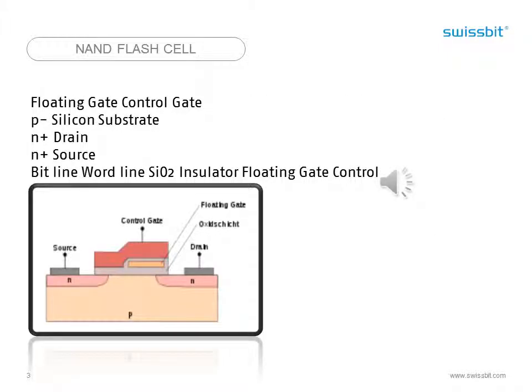NAND flash also uses floating gate transistors, but they are connected in a way that resembles a NAND gate. Several transistors are connected in series, and only if all word lines are pulled high above the transistor's VT is the bit line pulled low. These groups are then connected via some additional transistors to a bit line array.